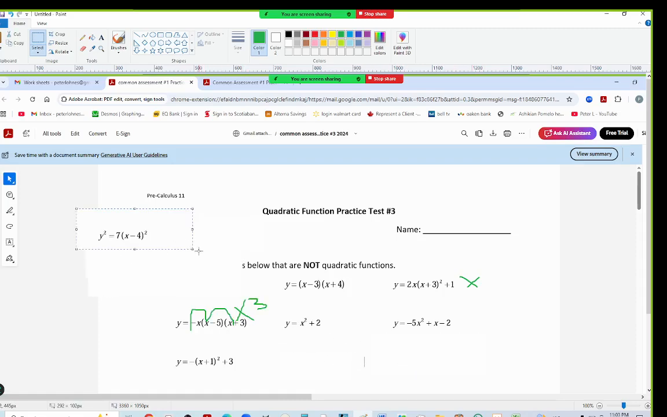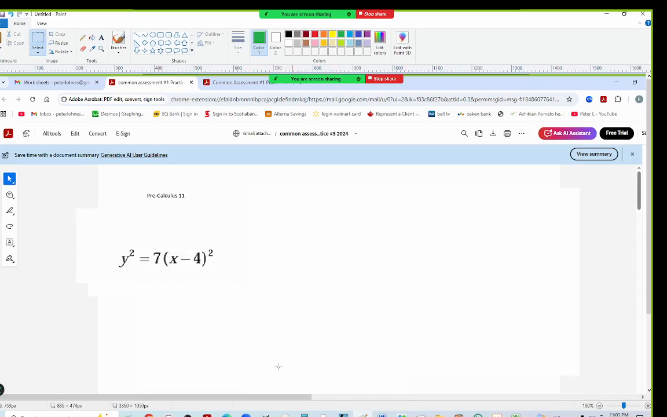Okay, what about this one? This one also is annoying. No, because the y's, there's two y's. That's right. It's y squared. If we were to get rid of that square, we'd have to square root both sides, and this here is not a quadratic. Yes, okay.